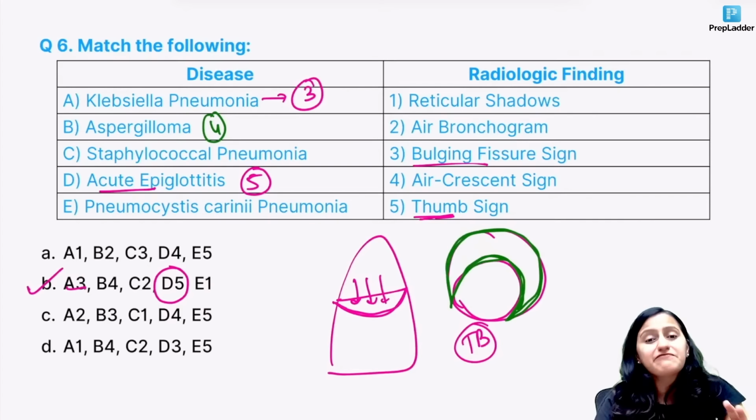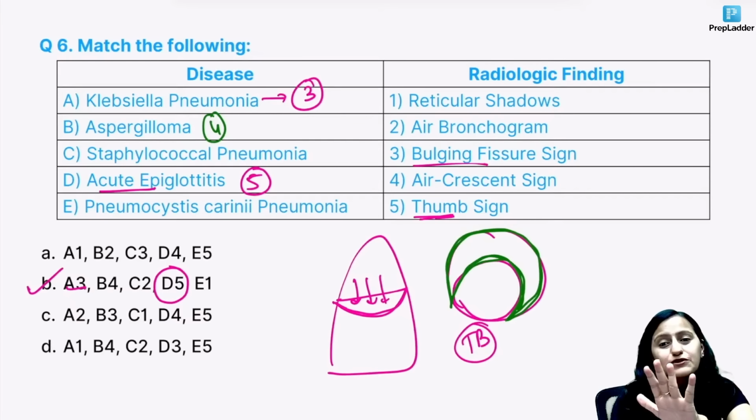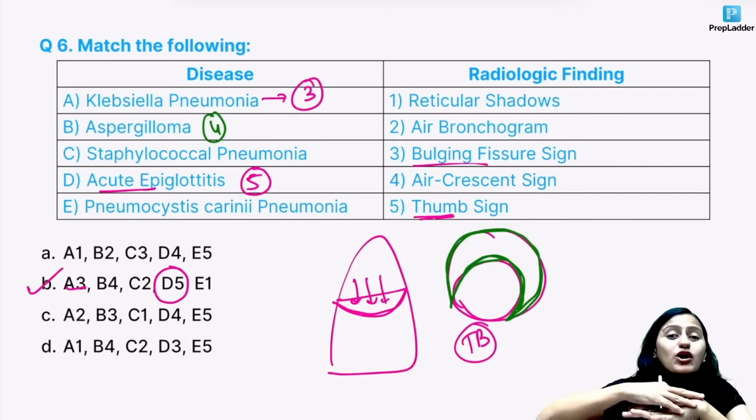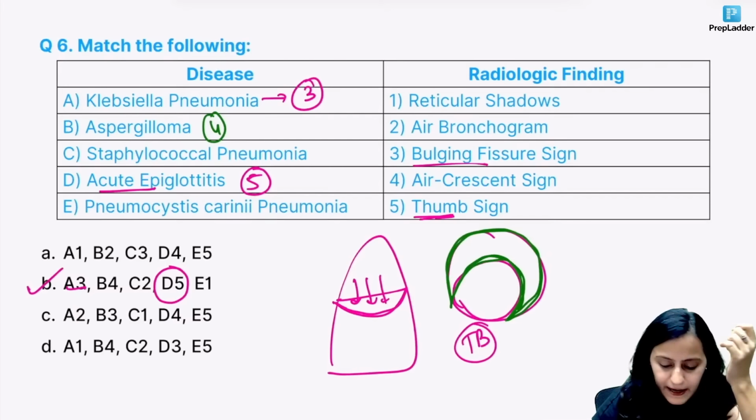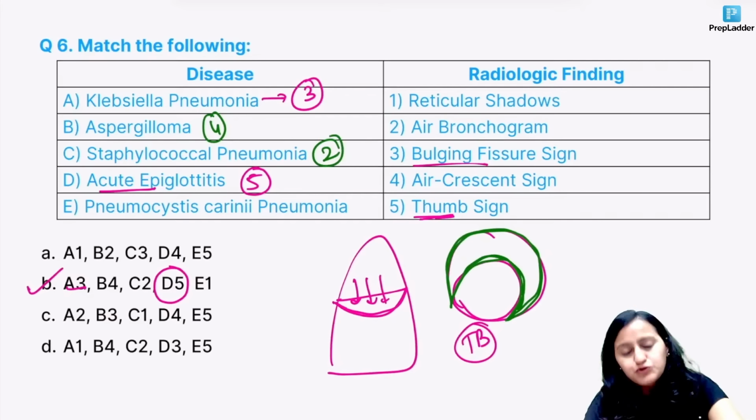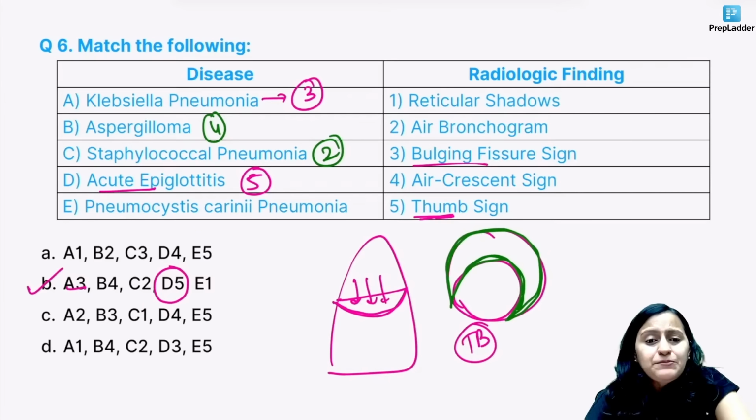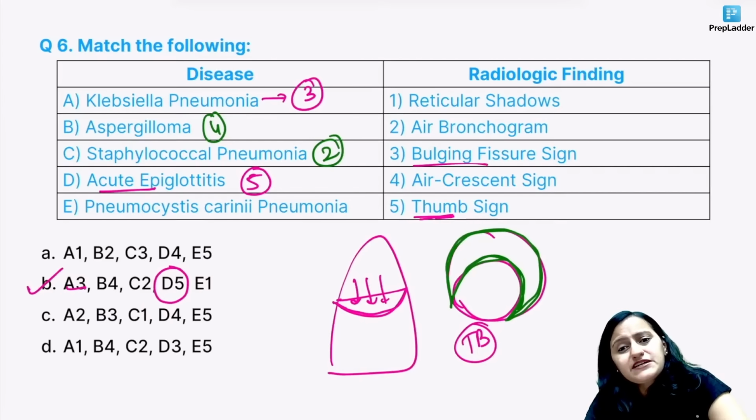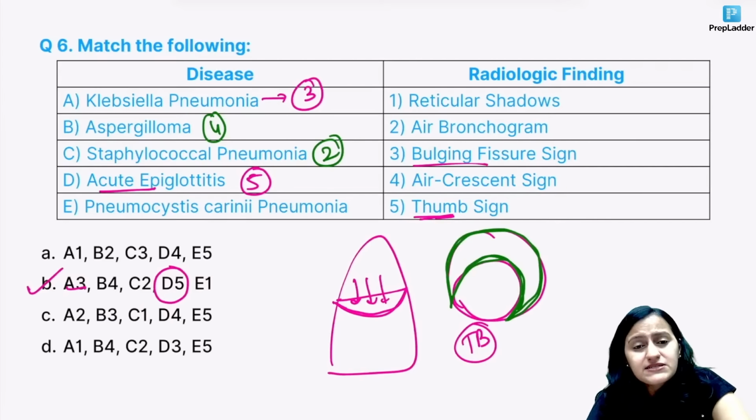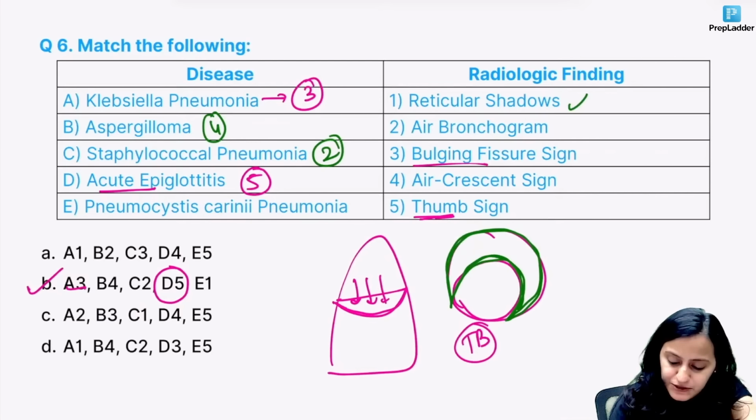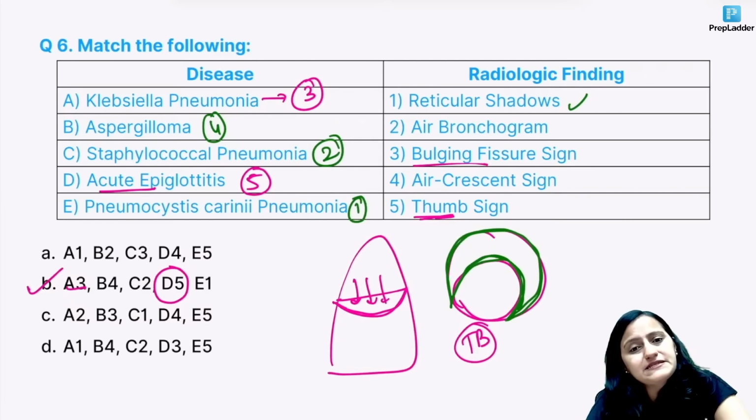Okay. Staphylococcal pneumonia, right? It is like a lobar pneumonia, lobar consolidation. Through that lobar consolidation, you see the black bronchi going, air bronchogram, right? So that is going to be 2. Staphylococcal pneumonia, streptococcal pneumonia, basically any consolidation. PCP pneumonia, which is an opportunistic infection in HIV positive patients, you have those ground glass opacities and reticular shadows in the perihilar region. So the remaining option there is going to be 1 for PCP pneumonia.